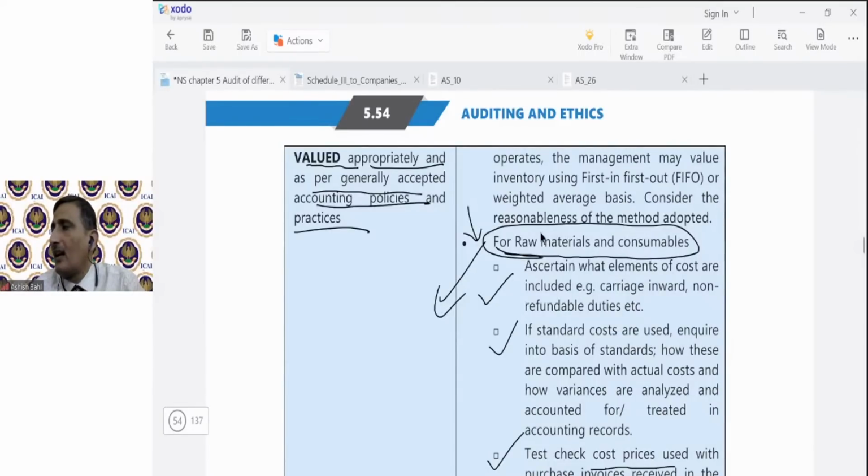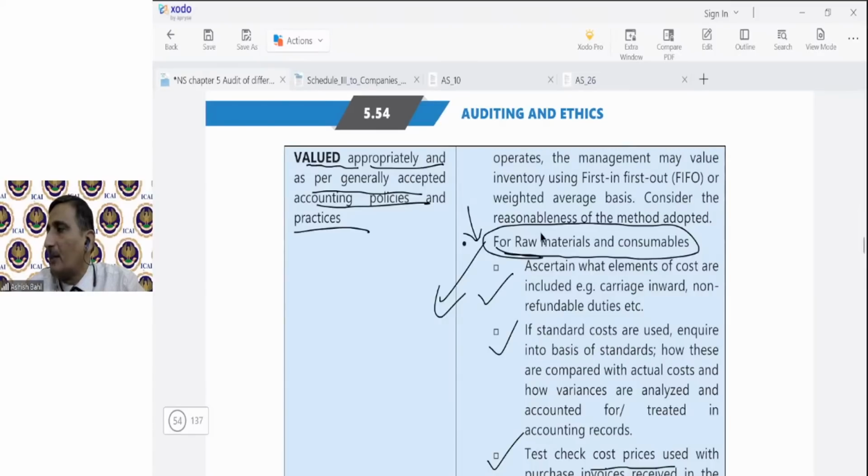Yes, Tushar Rai, you are asking what is test check? Tushar, test check means verifying something on a sample basis, not every item. So, are you attending the class for the first time, Tushar?